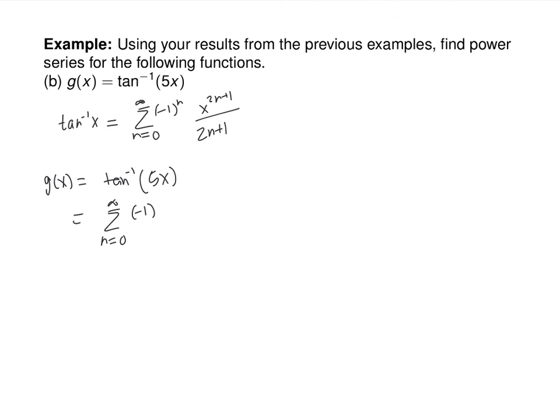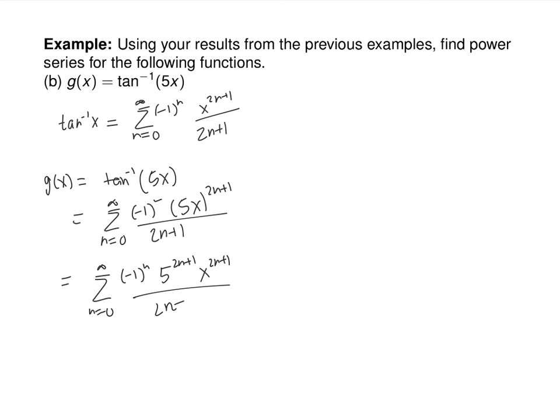Notice that this means that both the 5 and the x are raised to the 2n plus 1 power. So I'd like you to express that with the power sort of distributed to both pieces. So negative 1 to the n, 5 to the 2n plus 1, x to the 2n plus 1 over 2n plus 1. So that's another way you can use power series that you know to get power series for functions that are closely related.